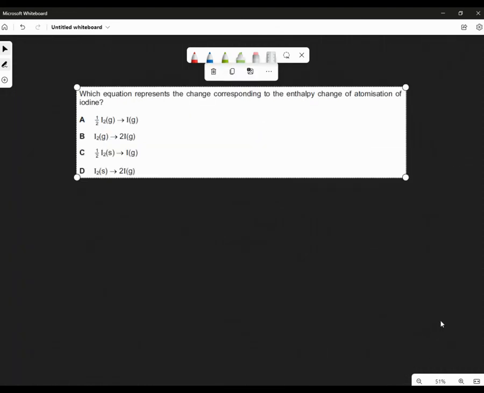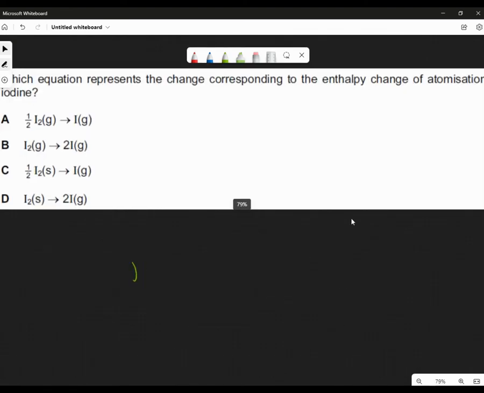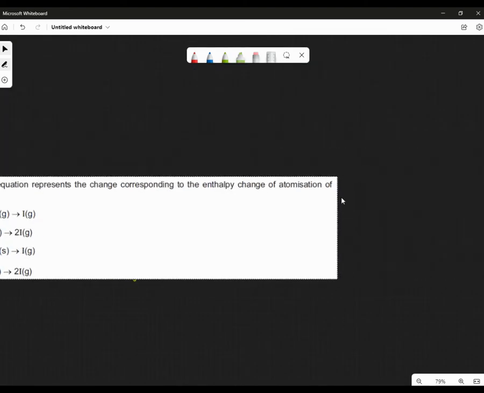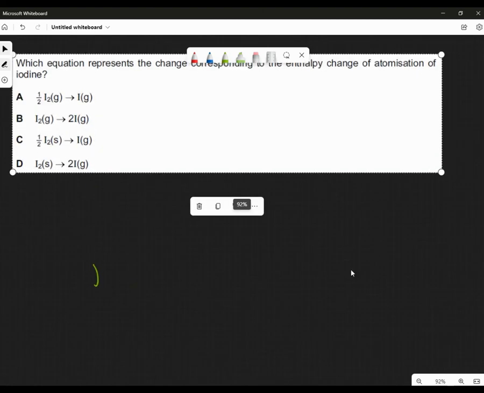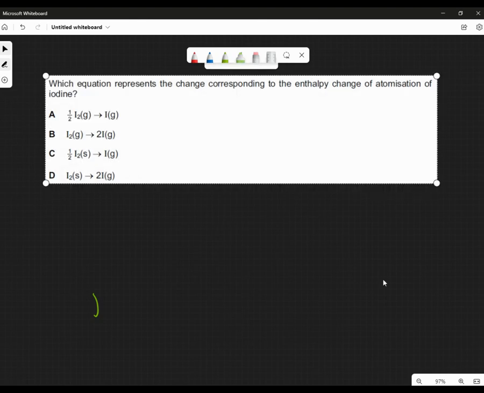At last, an easy one. Which equation is the enthalpy change of atomization? Atomization is going from the standard state. Let me make that a bit bigger. Make this a bit smaller. This pastes very strangely, this whiteboard.